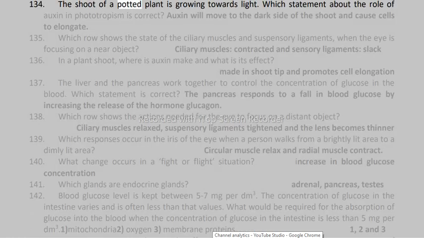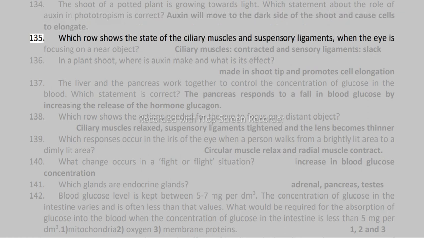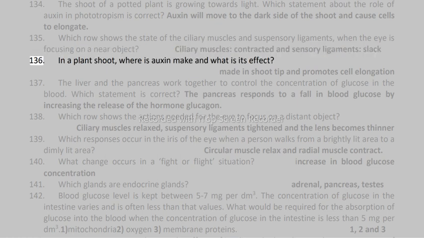134. The shoot of a potted plant is growing towards light. Which statement about the role of auxin in phototropism is correct? Auxin will move to the dark side of the shoot and cause cells to elongate. 135. Which row shows the state of the ciliary muscles and suspensory ligaments when the eye is focusing on a near object? Ciliary muscles contracted and suspensory ligaments slack.